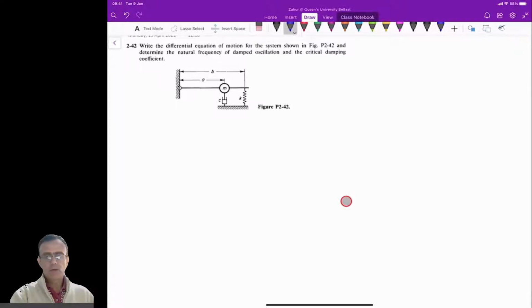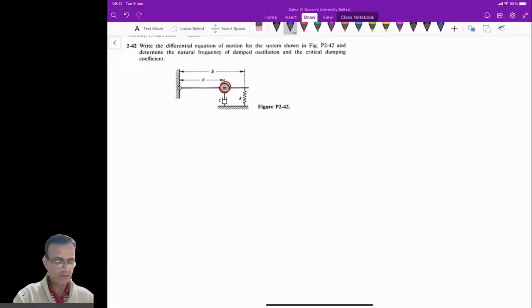Okay, so in this numerical example, write the differential equation of the motion for the system shown in this figure here, and determine the natural frequency of the damped oscillation and the critically damped coefficient. So obviously you are given this diagram here.